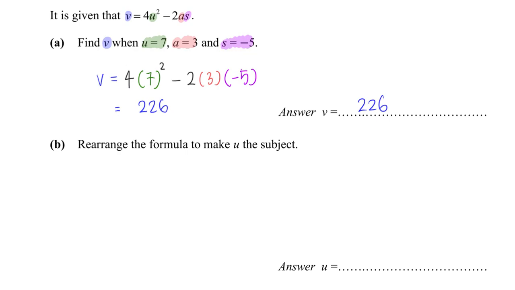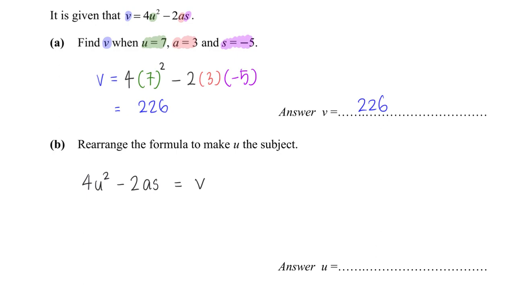Rearrange this formula to make U the subject. That means at the end of the day, my U must be at the left hand side. Alright? So in this case here, I'm going to start with this. V equals to 4U squared minus 2AS, right? Since U is going to be the subject, I will write it this way instead: 4U squared minus 2AS is equals to V.